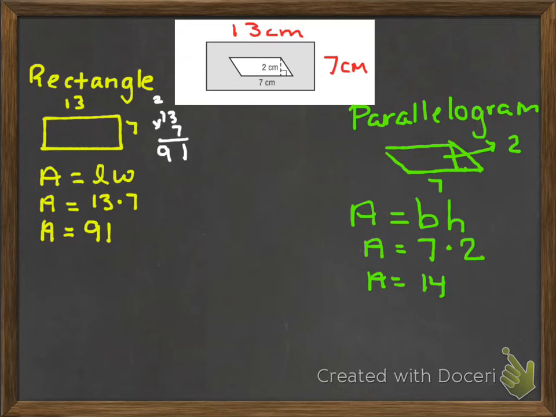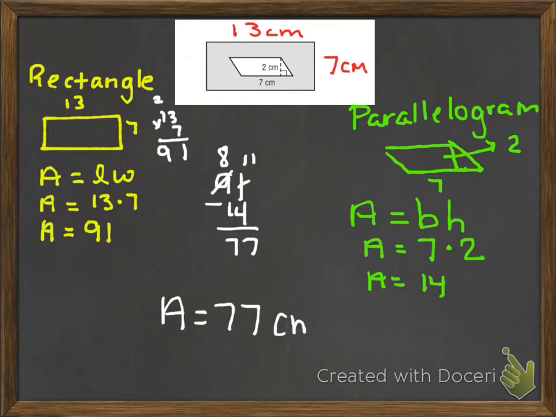So remember, there are going to be some problems where you're going to subtract it, and some problems where you're going to have to add it together. So 91 minus the 14. So here you're going to get 77. So then your final answer is going to be that the area of the shaded figure is area equals 77 centimeters squared.